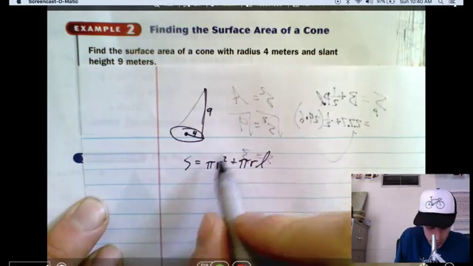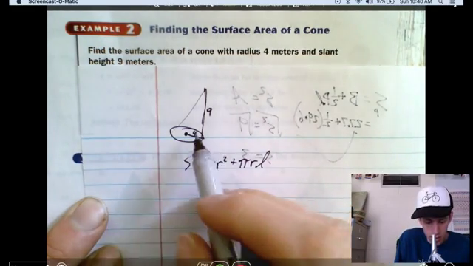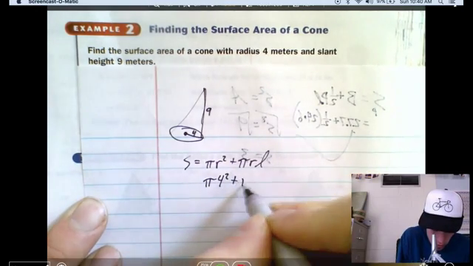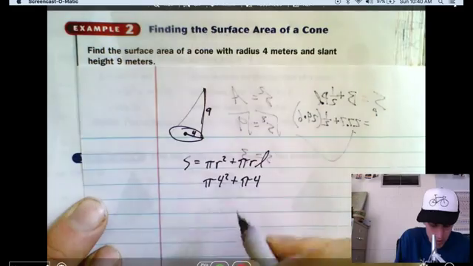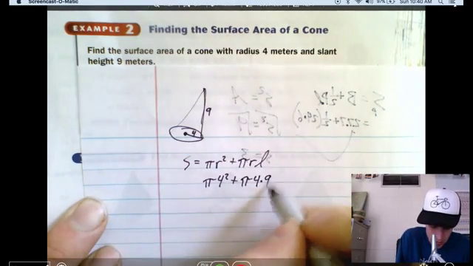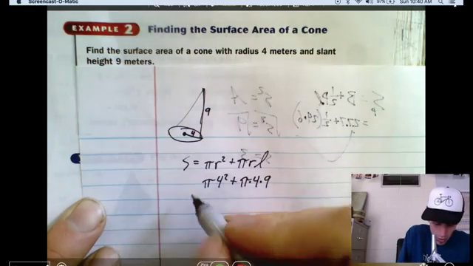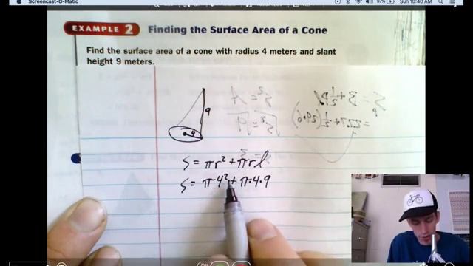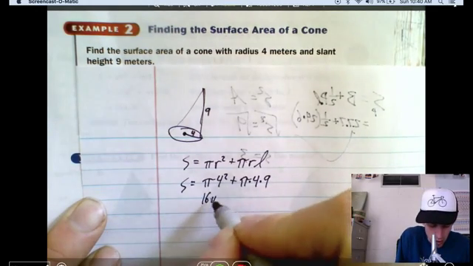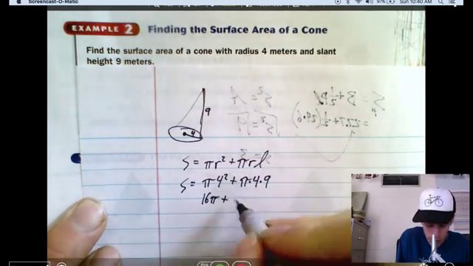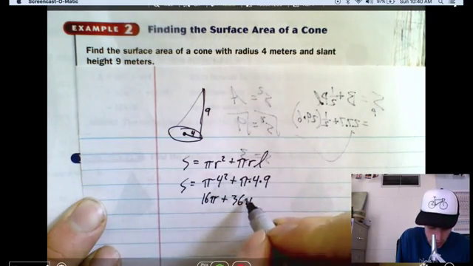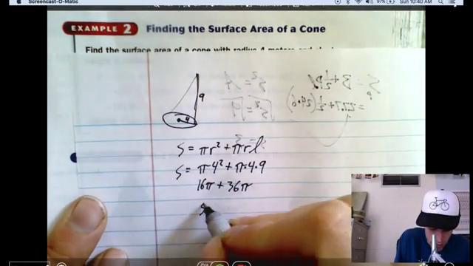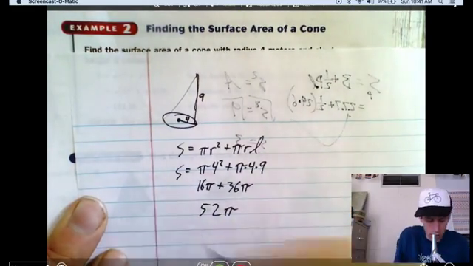Let's plug in what you know. We know the radius is 4, so pi 4 squared plus pi 4, and then L is 9. Pi times 4 times 9. Okay, that's it. Now just make sure, guys, that you do the 4 squared first. So that's going to be 16 pi plus, what's 4 times 9? 36 pi. 16 pi plus 36 pi, which will actually be 52 pi. You can do 52 times pi and get your answer.